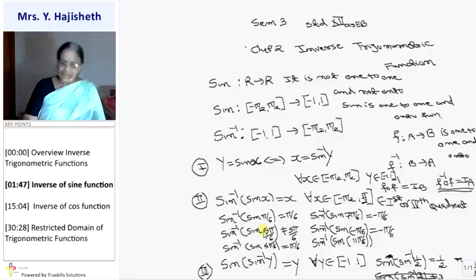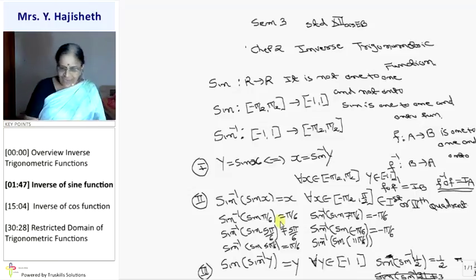Okay. Suppose pi by 3. Sine inverse sine pi by 3 is pi by 3. Sine inverse sine 2 pi by 3. 2 pi by 3 is in the second quadrant. So the answer again is pi by 3. Sine inverse sine 4 pi by 3, third quadrant. So the answer is minus pi by 3. And sine inverse sine minus pi by 3, or 5 pi by 3, which is 2 pi minus pi by 3. The answer is again in the fourth quadrant, but in negative form. So minus pi by 3.